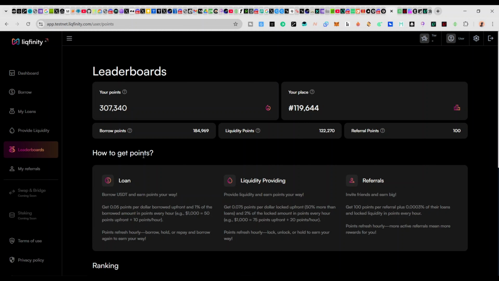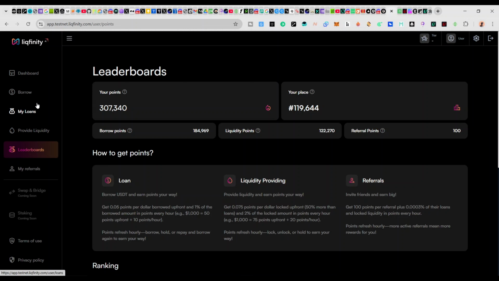So how to get points? Now, to get points, you borrow USDT and earn points your way, and this is how it's done. You provide liquidity to get points as well. You refer to get points as well. So when you refer someone, you get 100 points. A lot of people are confused about this, and that's essentially what I've explained.